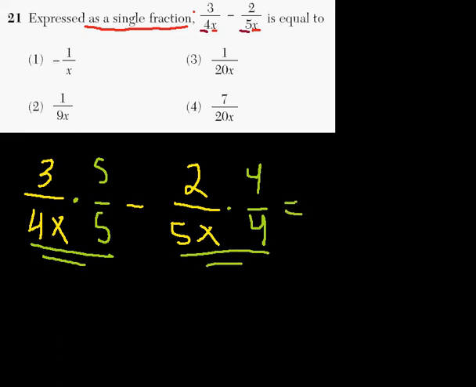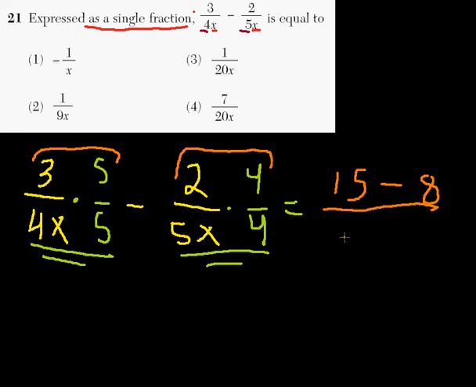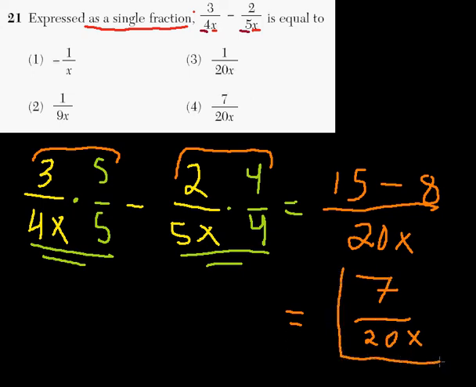So this will give us 3 times 5 is 15, and 2 times 4 is 8, so 15 minus 8, and that is all over 20x. All right, 15 minus 8, that is going to be 7 over 20x. We can't reduce this any further because 7 and 20 don't have any common factors, so that becomes our answer.